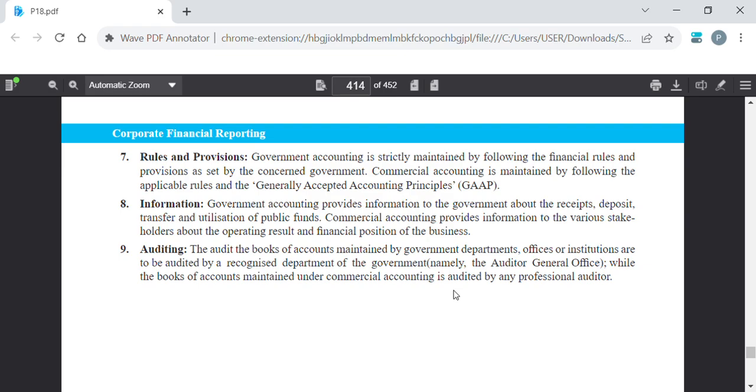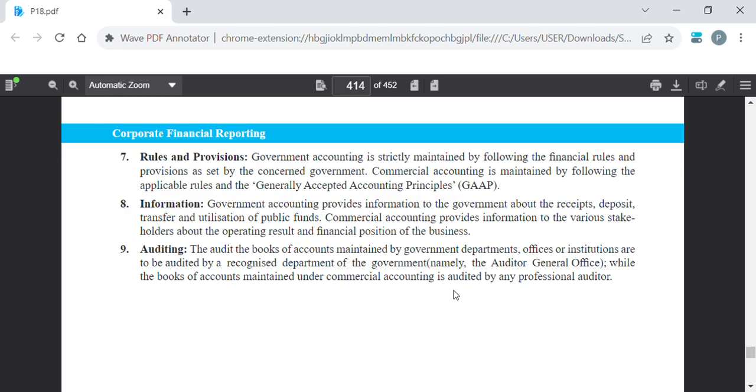Rules and provisions. Government accounting is strictly maintained by following financial rules and provisions as set by the concerned government. Commercial accounting is maintained by following applicable rules and generally accepted accounting principles. So even the government needs to follow a certain set of rules and regulations, and commercial accounting also needs to follow certain rules and regulations.